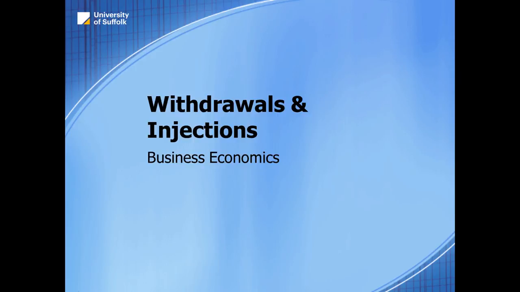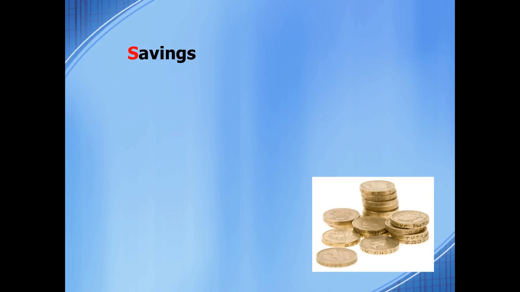And we mentioned that money actually escapes from this circular flow of income in terms of withdrawals, and also how money is injected into the flow. We're just going to be exploring this concept now, and we'll start off by looking at withdrawals. First of all, we think of savings, and more correctly, net savings.